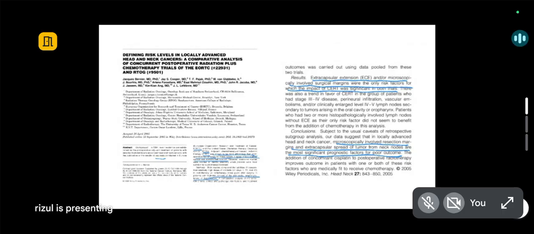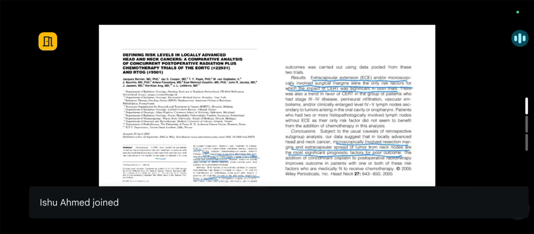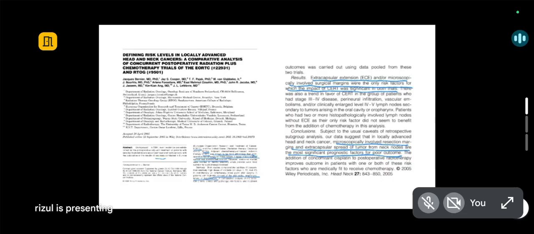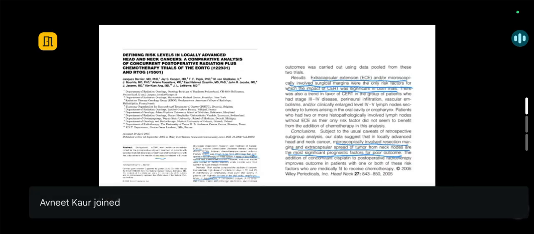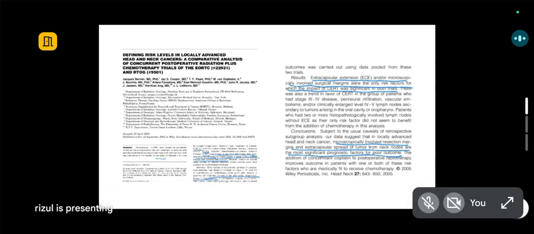Then there is the Bernier-Cooper trial that defined the risk level in locally advanced head and neck cancers. It was a comparative analysis of concurrent postoperative radiation plus chemotherapy. In this trial, they showed that extracapsular extension and microscopically involved surgical margins were the only two risk factors for which the impact of chemo plus radiation was significant. So the conclusion was that microscopically involved resection margin and extracapsular spread from the neck nodes are the two most important prognostic factors for poor outcome.